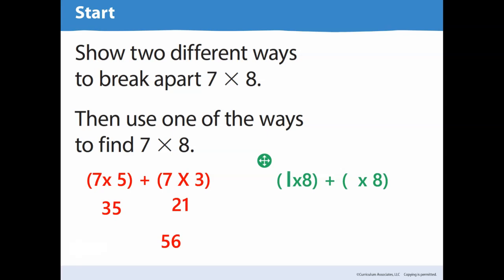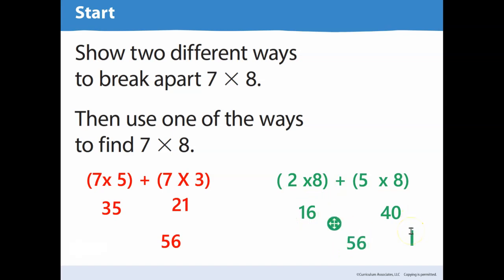Let's go with 2 and 5, because my 5s are easy. 5 times 8 is 40. And then 2 times 8 is just double 8, which is 16. And then we just add those together. I also get 56.